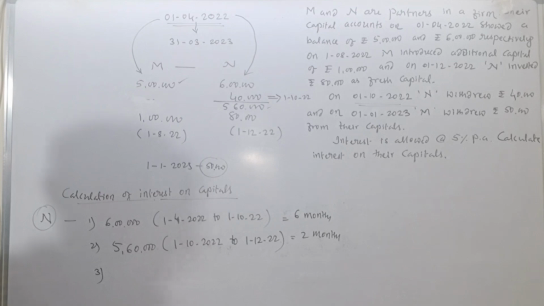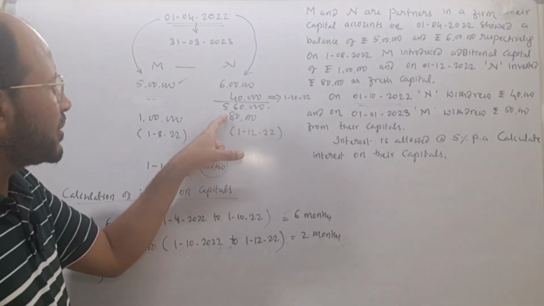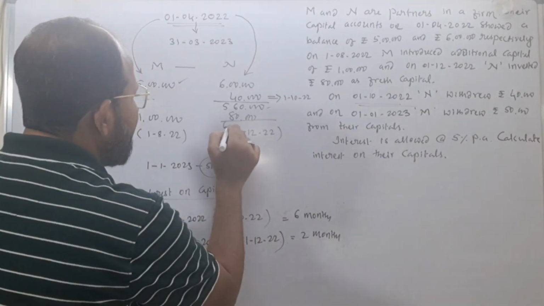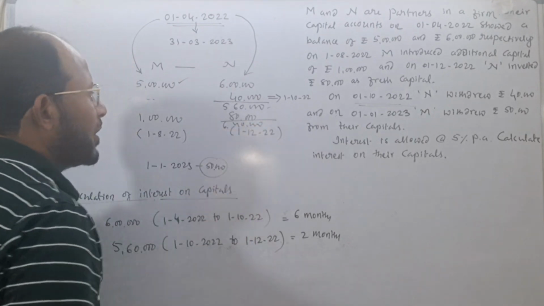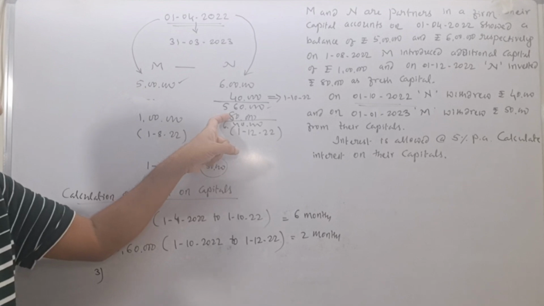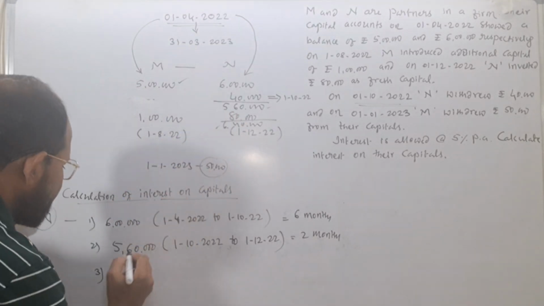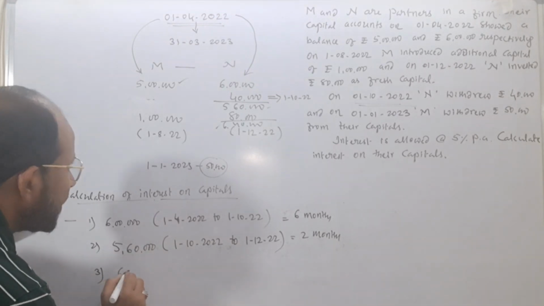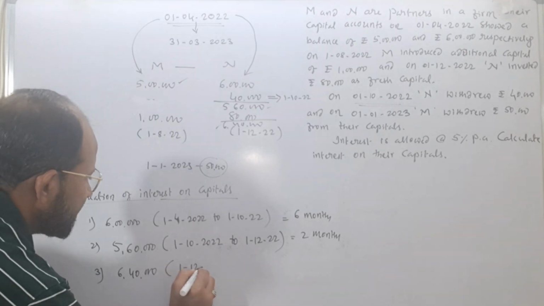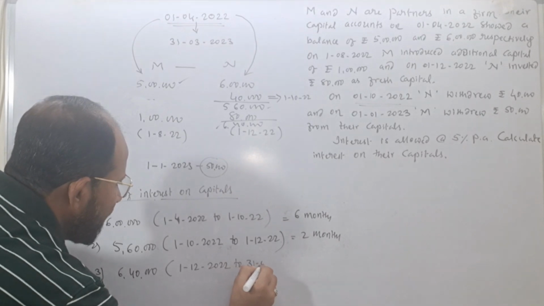Next, third case. See, after the introduction of additional capital of rupees 80,000, his capital balance increased to rupees how much? 6,40,000. Are you following this one? 5,60,000 was there on 1st October and 80,000 is the fresh capital introduced by this partner. That is why his capital balance increased to rupees 6,40,000.